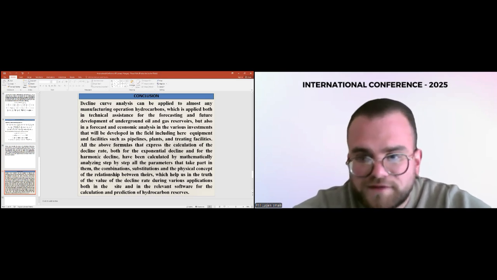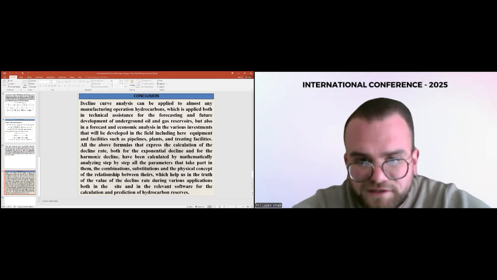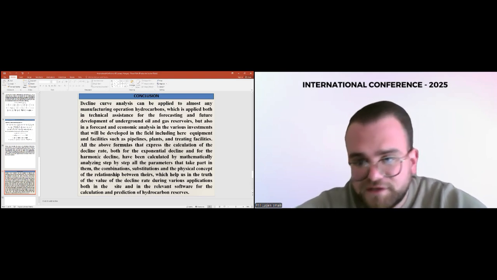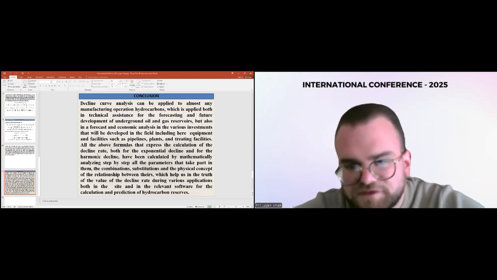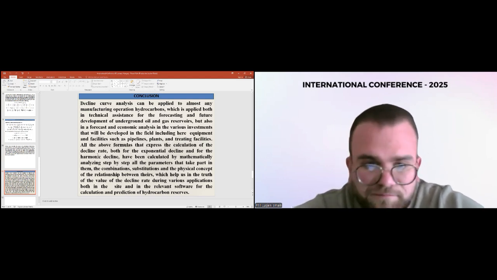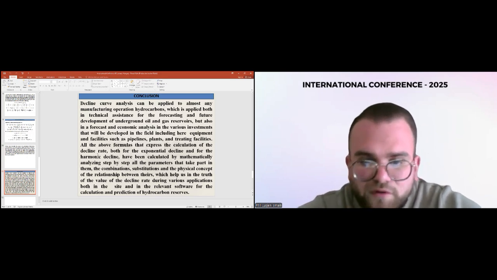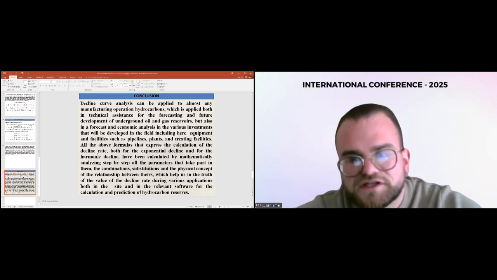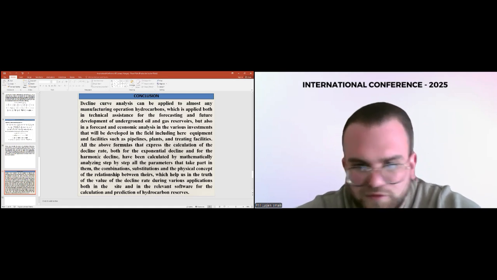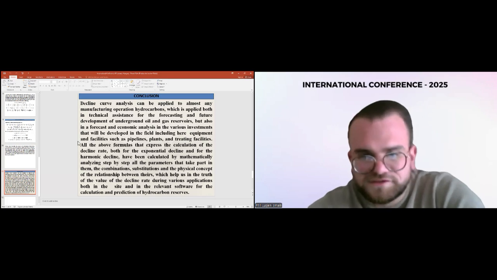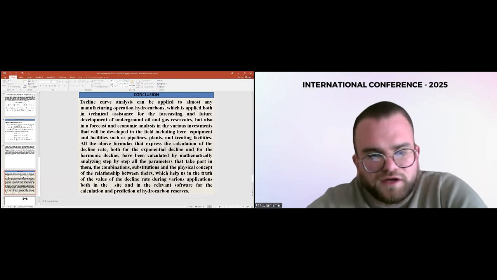All the above formulas that express the calculation of the decline rate, both for the exponential decline and for the harmonic decline, have been calculated by mathematical analysis step by step. All the parameters that take part in them, the combination and substitution of the physical concept of the relationship between them, help us find the true value of the decline rate in various applications, in the field and in the relevant software for the calculation and prediction of hydrocarbon reserves. This is all of our paper.